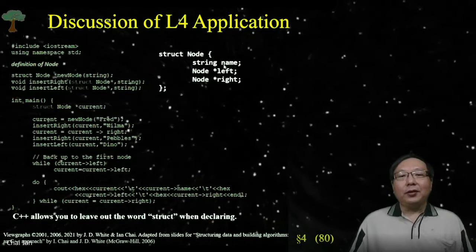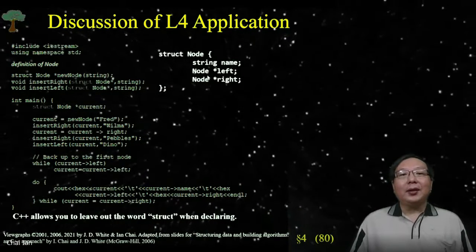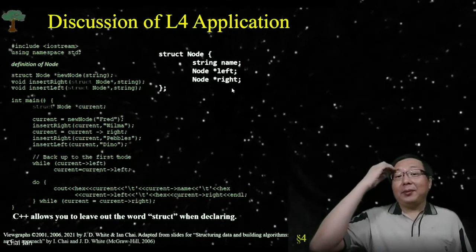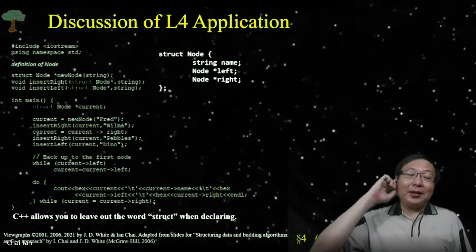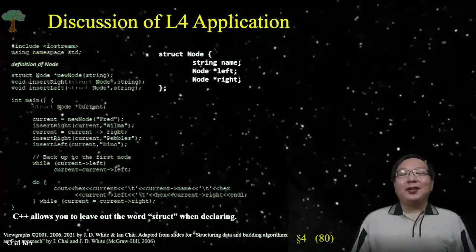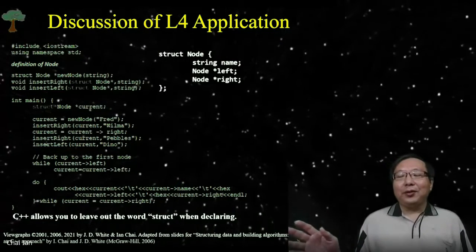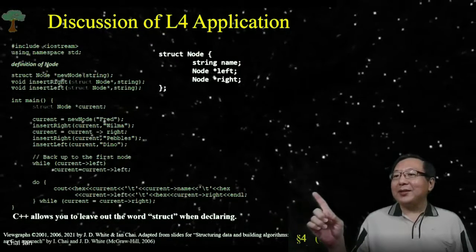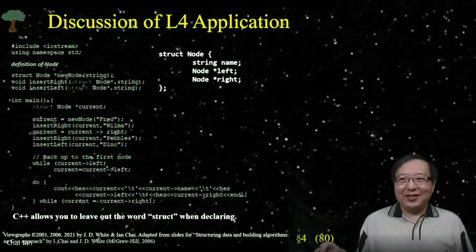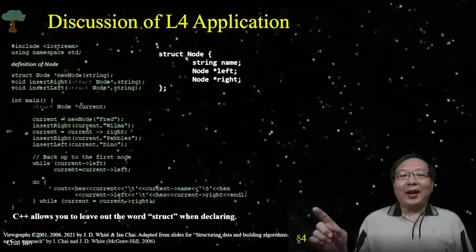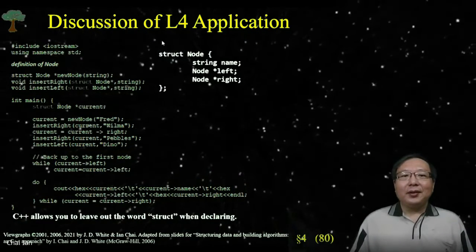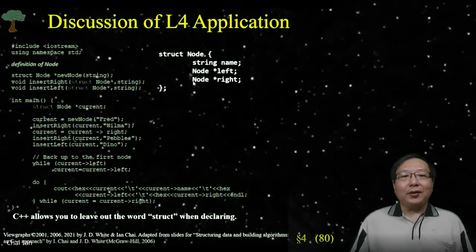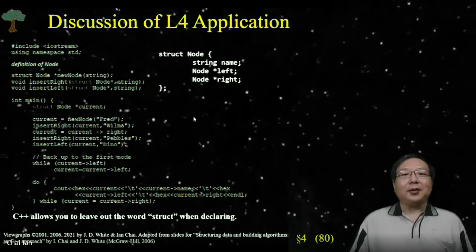You've got your name, which is your data, and then you've got the left pointer and the right pointer. So remember, this was our doubly linked list. It looks incredibly like the tree node, right? The binary tree node looks just like this thing here. You can have the struct there or not, but you have to keep this struct here.